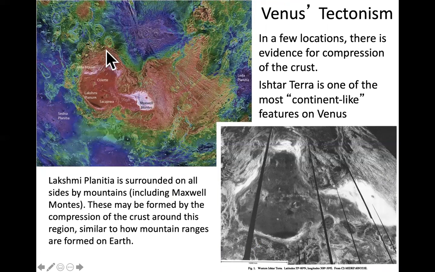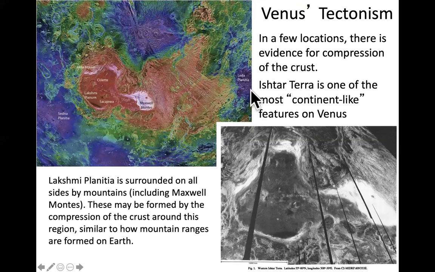This is a close-up of Ishtar Terra in topography. This is in radar. It is surrounded by mountains. Those kind of look like the edges of a plate. But this is the one place where that kind of sort of happens.